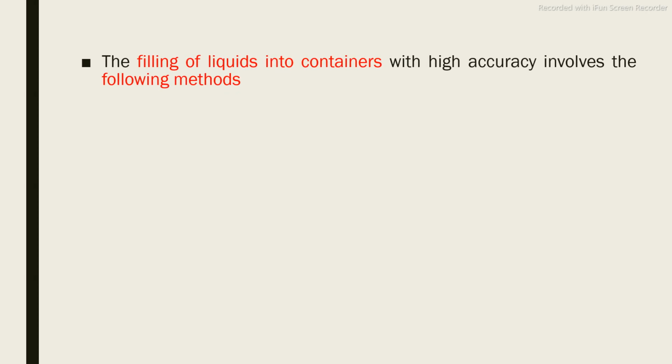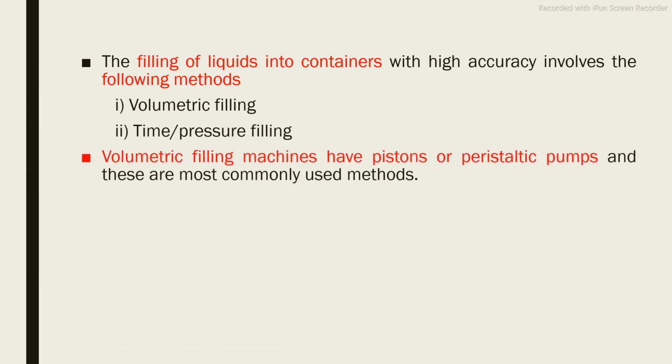The filling of liquid into the containers with high accuracy involves the following methods, either volumetric filling or time pressure filling. And what is volumetric filling? This machine has pistons or a peristaltic pump, and these are most commonly used for the method. Just like your syringe also has a piston, the rubber closer, which we can move in a forward or backward direction. That is called a piston pump. So volumetric machines generally use the piston pump.